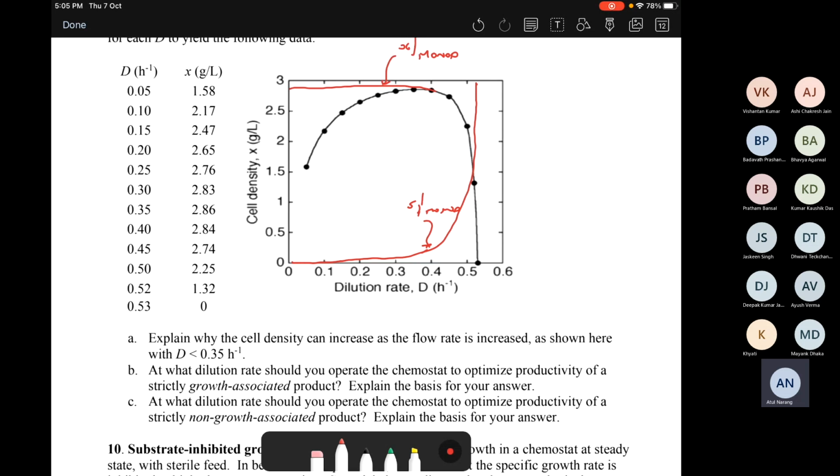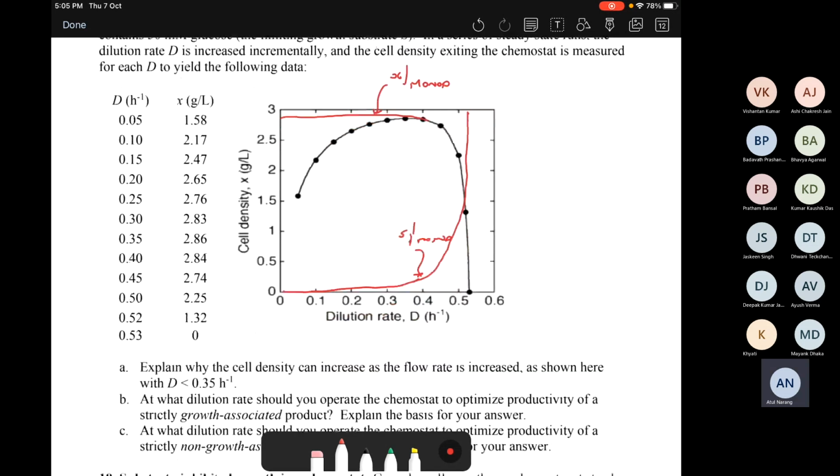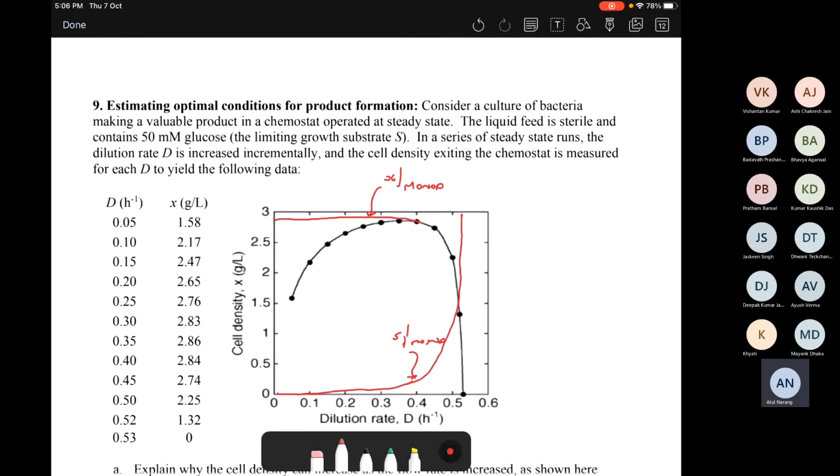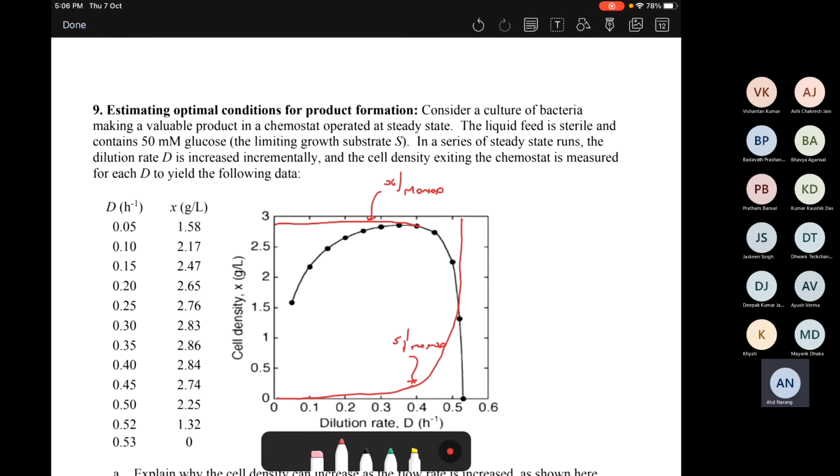But I should mention that part B and part C refer to something that was not explicitly stated in class, but it is a minor variant of what we have already done. And that variation is the following. Let me just put it down here. The Monod model actually says that everything is proportional to the growth rate.